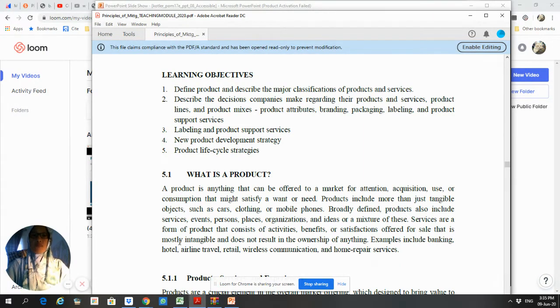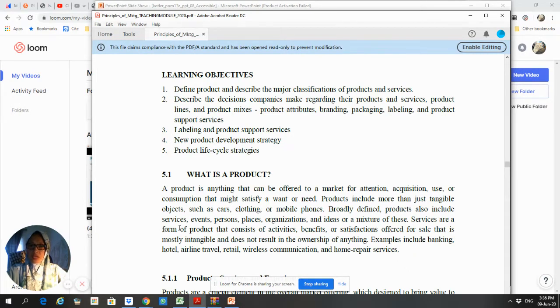And then the second LO is we are going to look at the decisions companies make regarding their product and services, in terms of whether they are going to have strategies on product lines, mixes, and then we are going to look as well at product attributes, branding, packaging, labeling, and all the characteristics of products that will be tailored with strategies that they are going to apply, right?